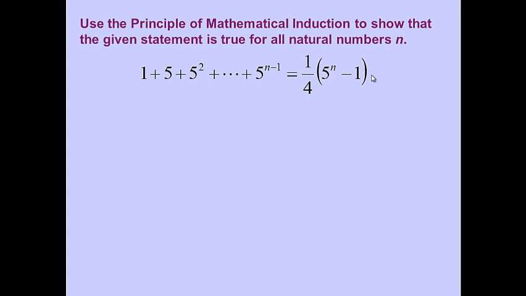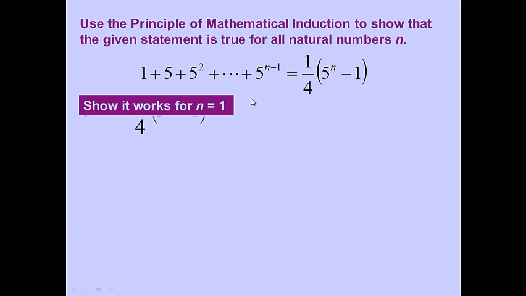So let's just demonstrate to ourselves that it works for three terms. 6 plus 25 is 31. So if I put in 3 here, I get 5 to the third is 125. 125 minus 1 is 124. 124 times 1/4, or divided by 4, is 31. So that works. Okay, first step of the proof.